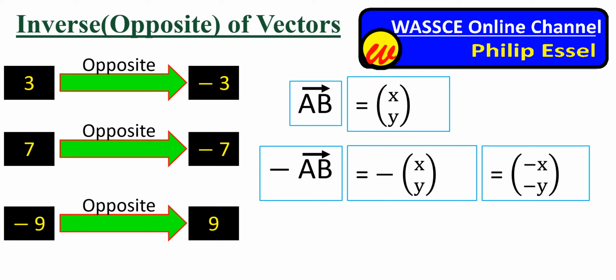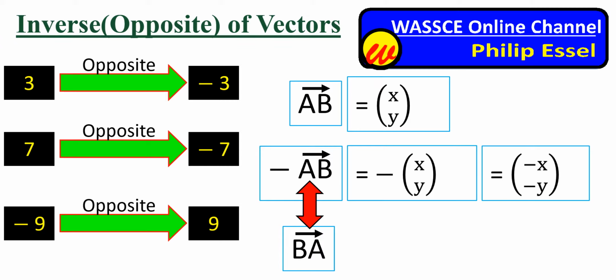Now, I need you to pay attention to what I'm going to say. The negative vector AB can be written in another form without showing the negative sign. So all we will need to do is to flip the vector AB into the vector BA. So let's note that the vector BA is the same as the vector negative AB.